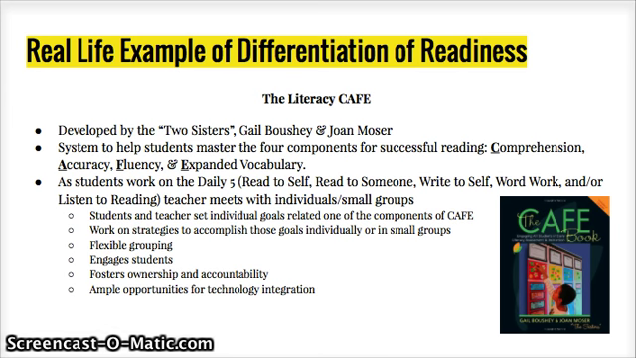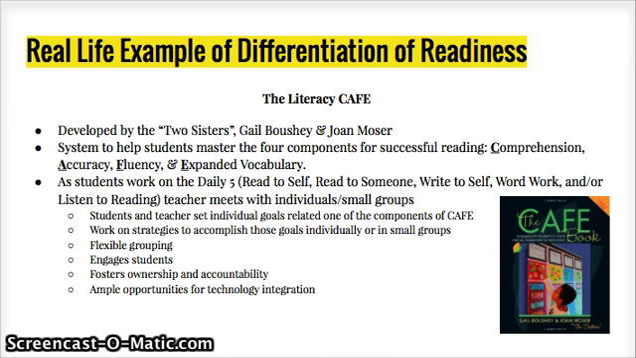One real-life example of differentiating through readiness is the use of the very popular Literacy CAFE, CAFE being an acronym for comprehension, accuracy, fluency, and expanded vocabulary. This teaching and learning strategy was developed by Gail Boushey and Joan Moser as a way to help students become more successful in reading. The strategy focuses on these four most important components of reading.